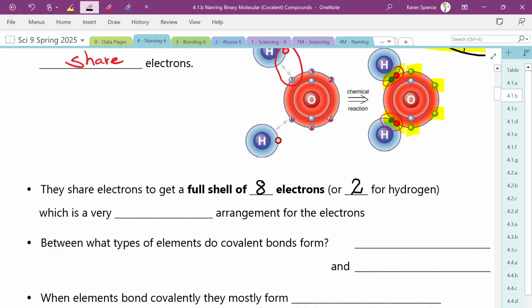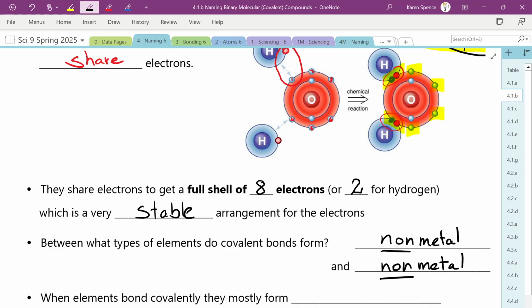Why do they do that? Because it is very stable. That is a very stable arrangement of electrons. Between what types of elements do covalent bonds form? Nonmetal and nonmetal. And did you notice, they both have prefixes. When you have a nonmetal and a nonmetal, you're going to use the prefixes, the mono, di, tri, tetra, etc.